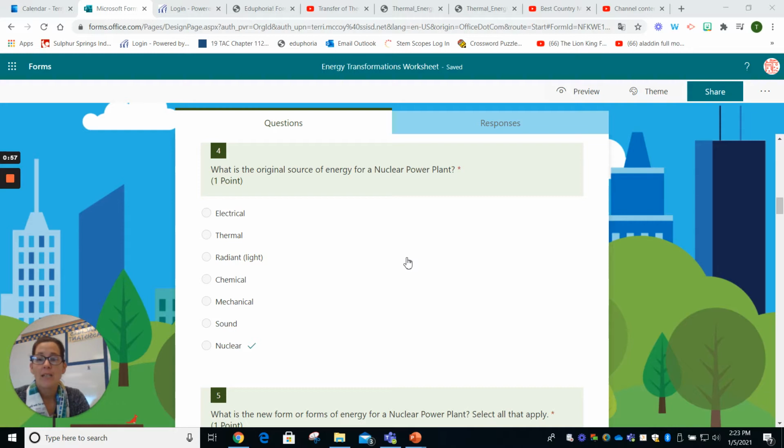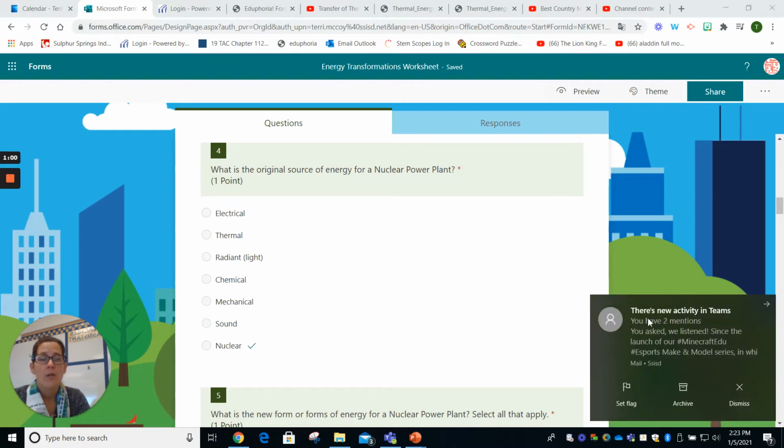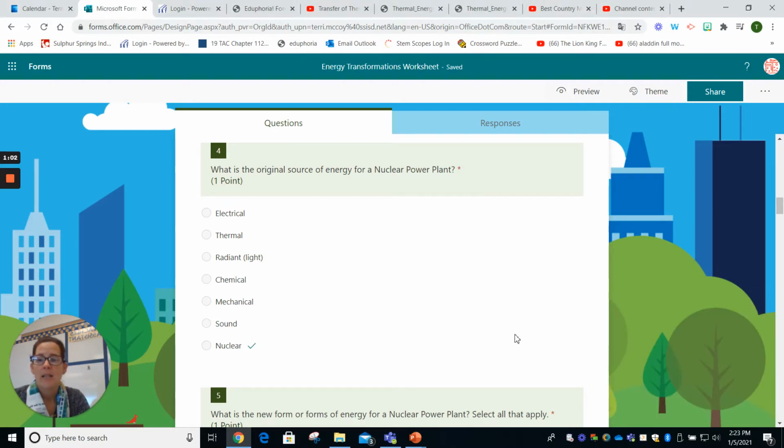Number four says, what is the original source of energy for a nuclear power plant? The original source of energy there is nuclear. It kind of gives it away in the question. So nuclear energy, if you remember, is the energy that's given off whenever you separate the nucleus of an atom. That's nuclear energy. That's what happens in a nuclear power plant. Now, they turn it into cool things.